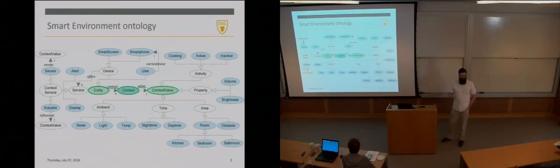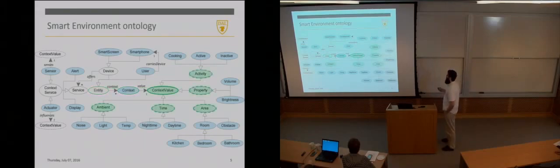That value indicates the type of context that we're dealing with. Is it an activity, like cooking, being active, or being inactive? Is it a property of a device, like volume or brightness? Is it a certain area that the entity is currently inside of? Is it a certain time that is currently applicable to the entity in their time zone? Is it an ambient condition that is currently applicable to that entity, like noise, light, temperature, and so on?